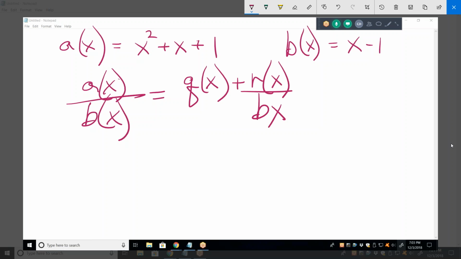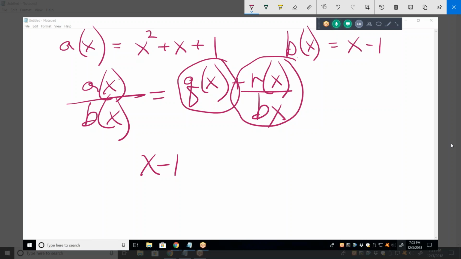Okay. Yeah, what they're basically saying is if I divide a of x by b of x, I will get an answer and I will get a remainder. So let's do it. Okay. x minus 1 divided into x squared plus x plus 1.